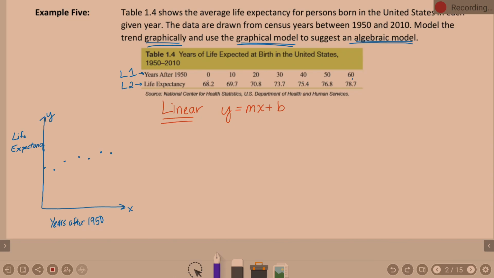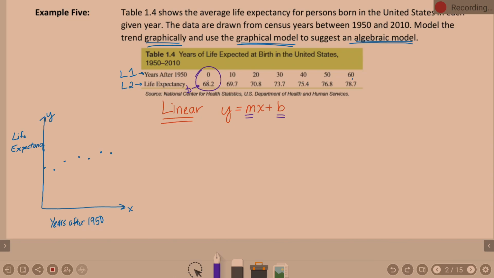Why do we know b? Because it's where 0 is. Okay. When we start talking about b, our y-intercept, it's on the y-axis when x equals 0. So we have b as 68.2. What about slope then? Because we have to find the intercept, which we know now. What about slope?